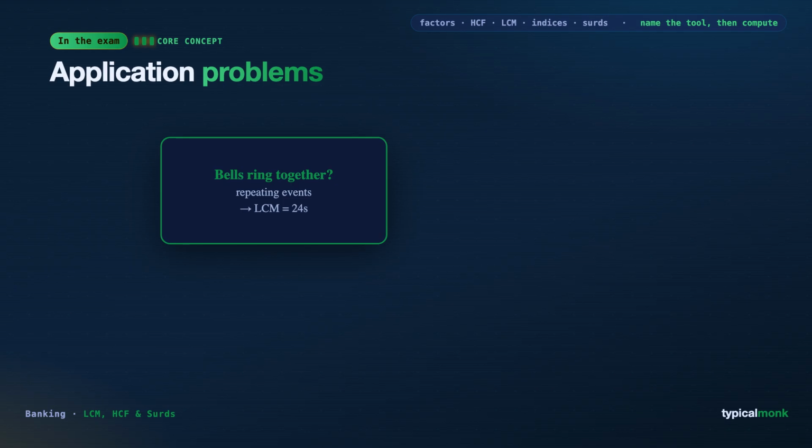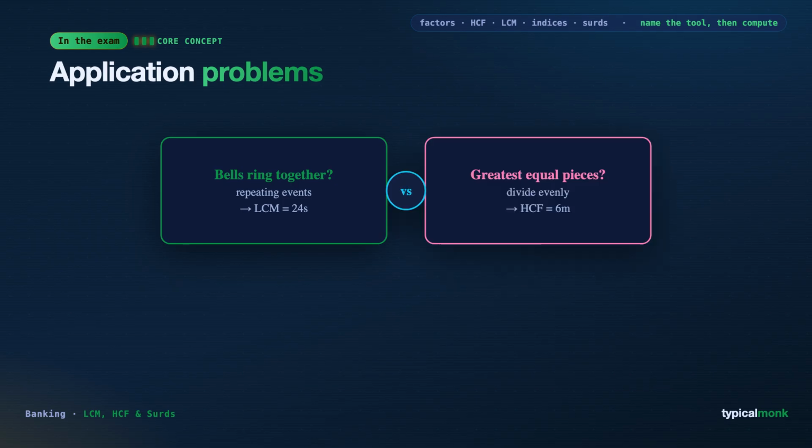Any problem about repeating events meeting again, bells, lights flashing, runners on a track, is an LCM problem. Now the classic HCF problem.